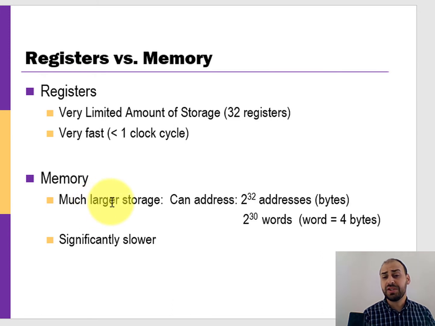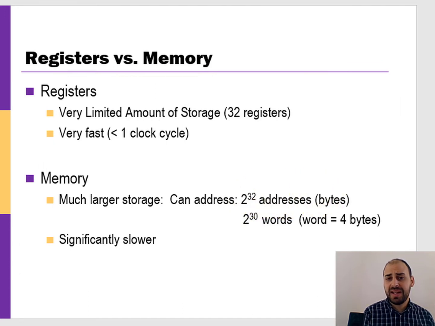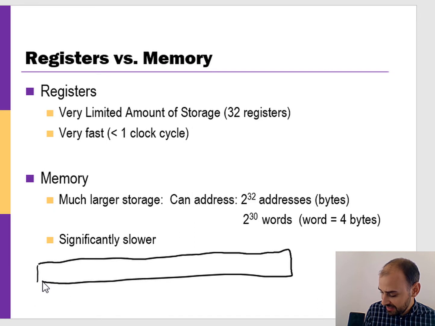Memory can be much bigger. The max limit is we can address 2 to the 32 bytes. It's a very large number. That's because if we're dealing with a 32-bit architecture, we're going to see how we're storing addresses later on. The biggest address that we're able to store in this example is something that is 32 bits long for an address.